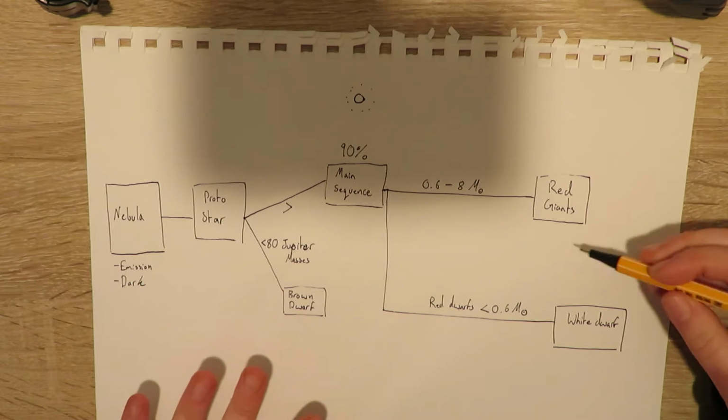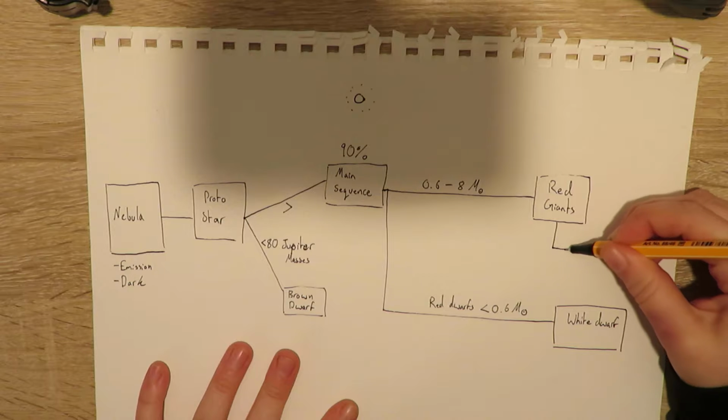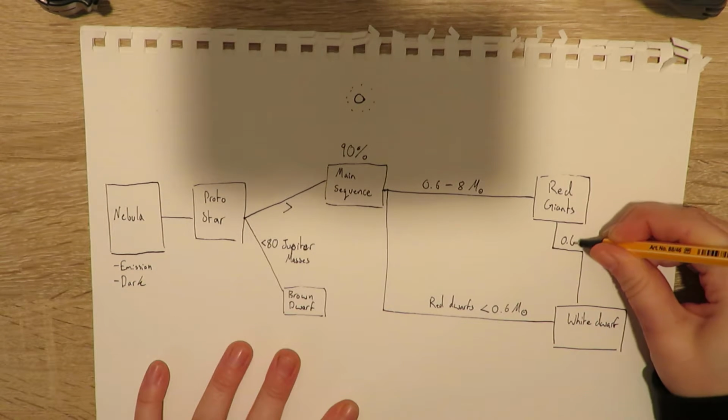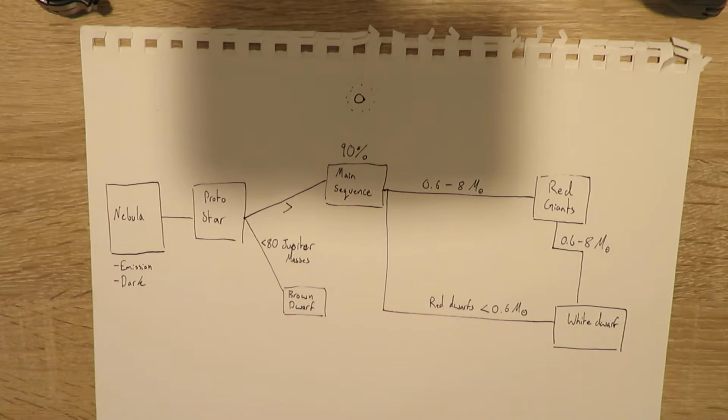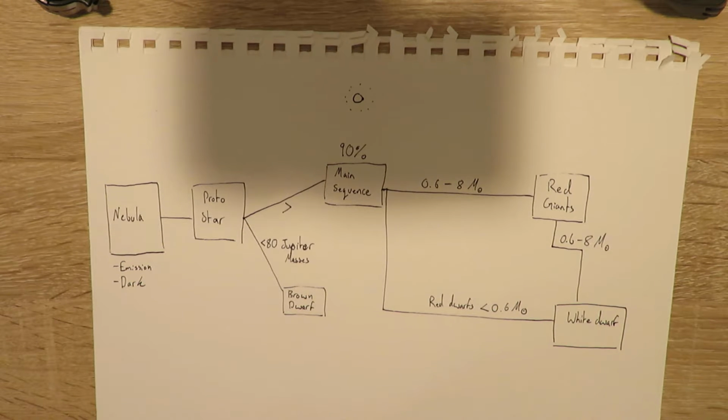And then these 0.6 to 8 solar masses go here again. Because at this range, once they fused all their helium, that's really it for them. They don't have anything more they can do. So they end up in the same boat as the red dwarfs, where they've run out of all the fuel that they can use. So they're just kind of sitting ducks at that point.